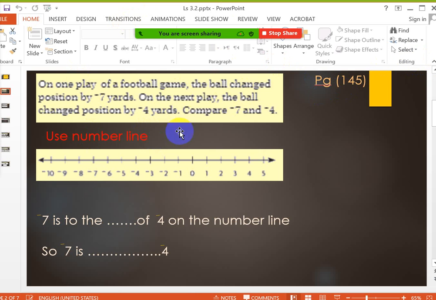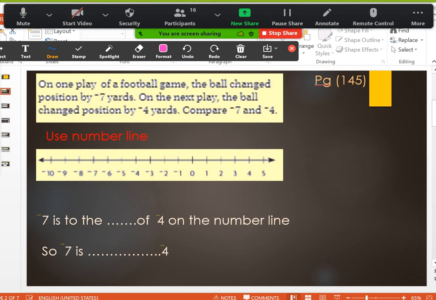In the first example on page 145, I want to compare between the numbers -7 and -4. Because we are talking about one play of a football game, the ball changed position by -7 yards, and on the next play the ball changed position by -4 yards. Let's compare between those two numbers.